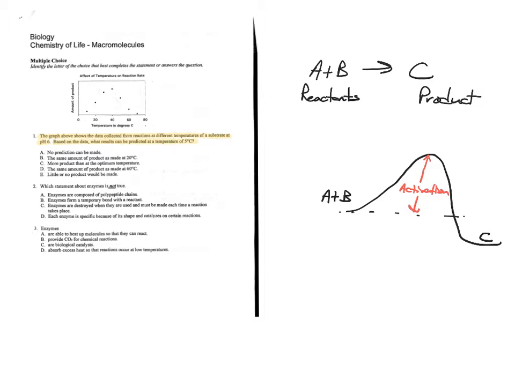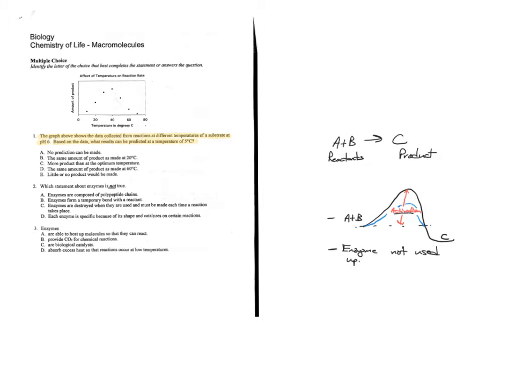And we said that what an enzyme does is lower that activation energy. So C still ends up where it is, but it takes less energy to get there, so it happens faster. And the enzyme's not used up in the reaction. So we learned a few things: chemical reactions generally need some kind of activation energy, and an enzyme lowers that activation energy.